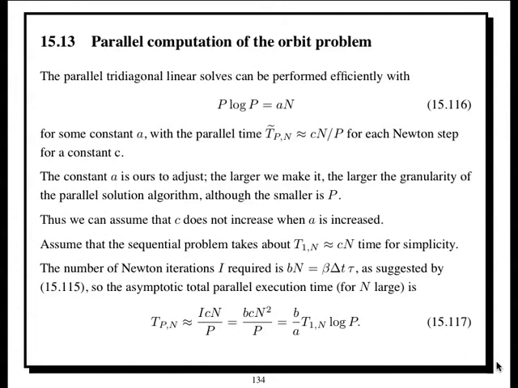So we've got a bunch of parameters in here, but the main thing is this parameter B, which we had on the previous slide, which tells us how many Newton steps, how it behaves as a function of the time step and the length of integration. And the point is that B goes to zero with delta T.